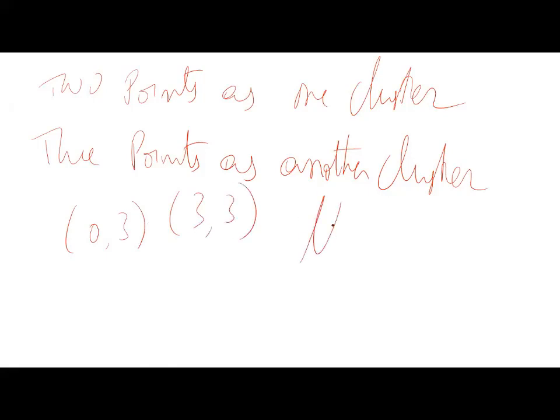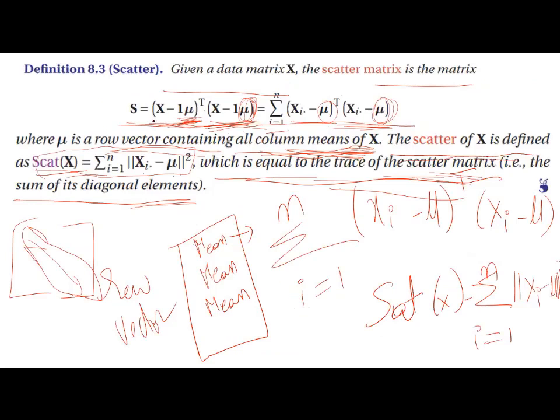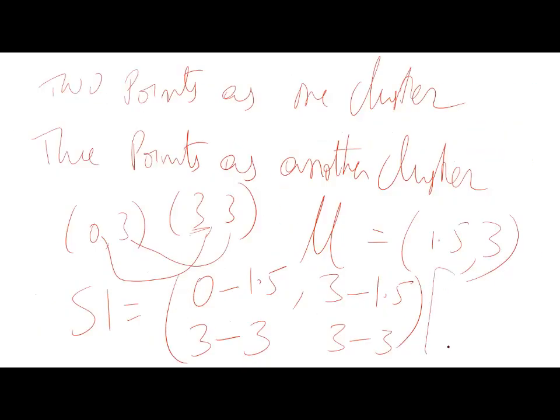So we get (0, 3), (3, 3). What is μ? μ is equal to (3 plus 0 by 2, 3 plus 3 by 2), which gives you (1.5, 3). Now if you calculate S1, we take 0 minus 1.5, 3 minus 3, then 3 minus 1.5, and 3 minus 3. Remember our formula, my dear friends: S is equal to (X - 1μ)ᵀ (X - 1μ), where μ is the mean.